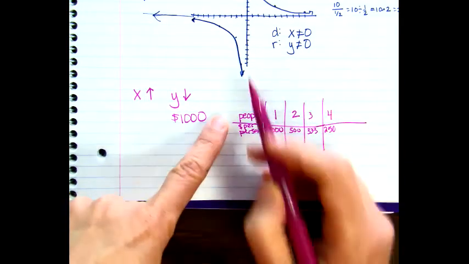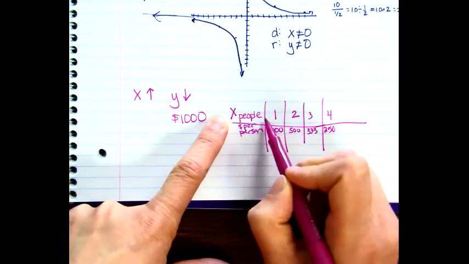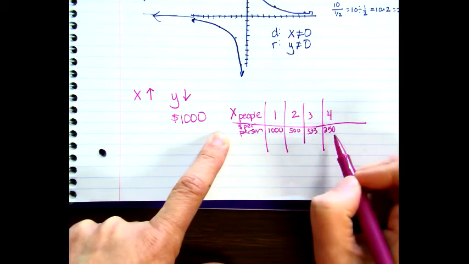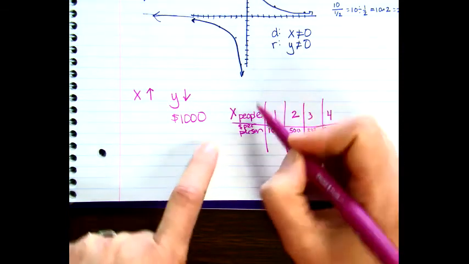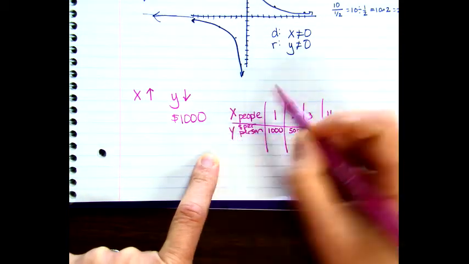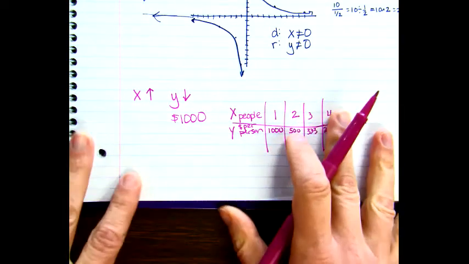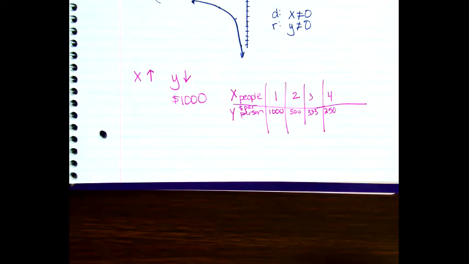So you can see, as X, the number of people renting the house increases, the amount that you pay per person decreases, but that product of X and Y stays constant the entire time. This also happens when you're talking about maybe your speed and how long it takes to do something. So the faster you go, the less time it takes. So that would be another example of inverse variation.